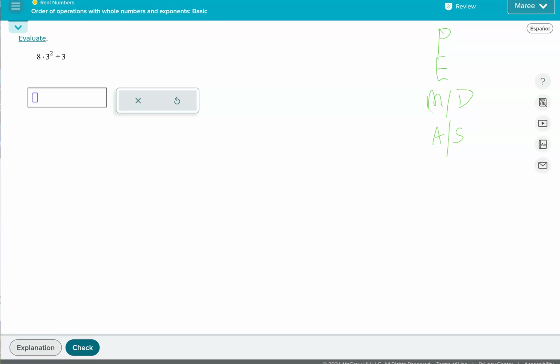Okay, so we don't have parentheses, so we do our exponents. 3 to the second power, the 2 tells us to write 3 twice, and then we times it. So that becomes a 9. We have 8 times 9 divided by 3.